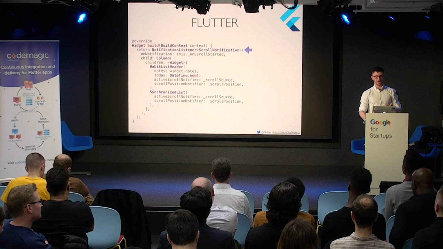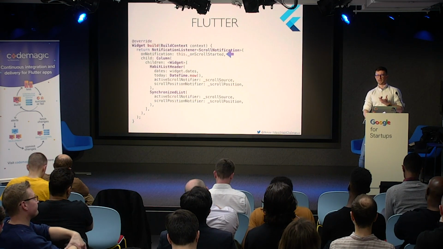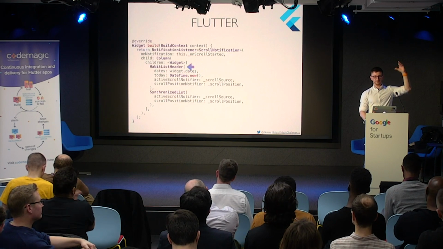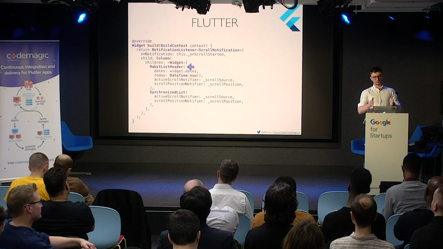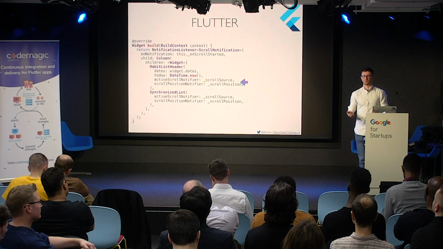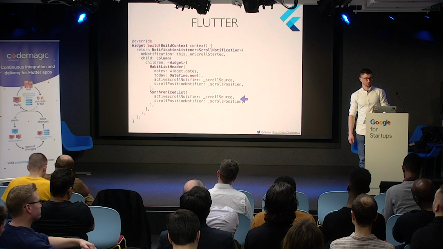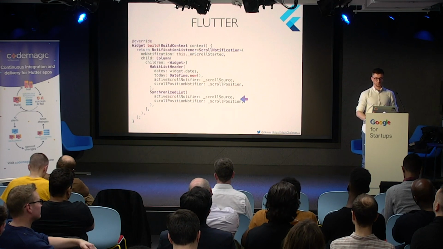In the build method, we have another notification listener. This one allows us to detect the active list. And in a column, we have a habit list header. This is the widget that's on top. And for simplification, I removed the vertical list. I only added the synchronized list. And what I'm doing is just passing those two arguments as properties. I could use a provider, but I think it would be overkill for this use case, and it's more explicit for me to just know that this is a dependency for this widget.